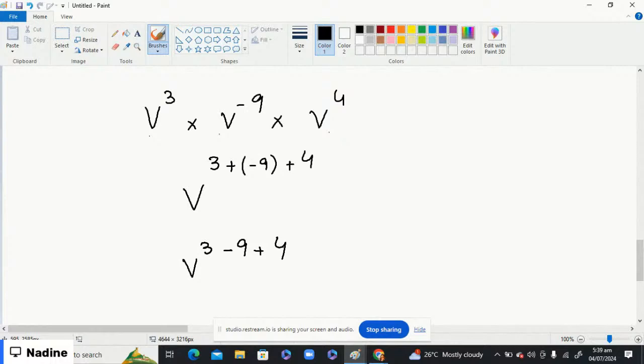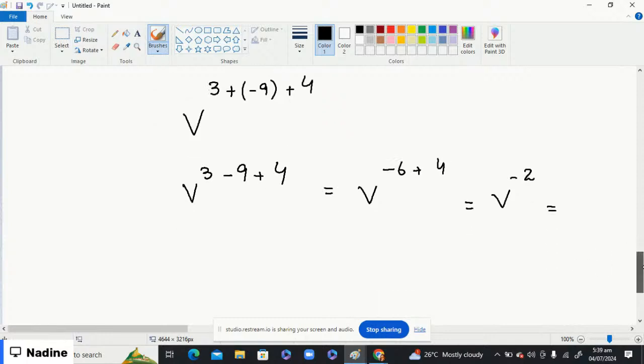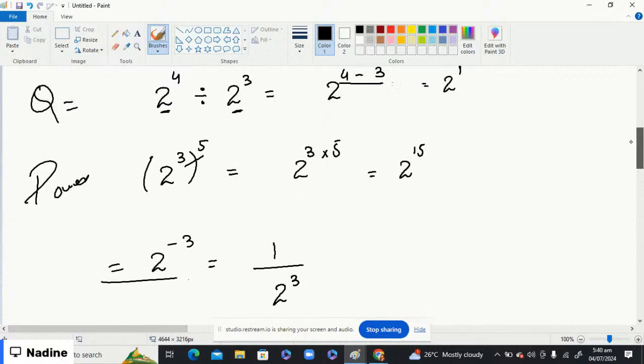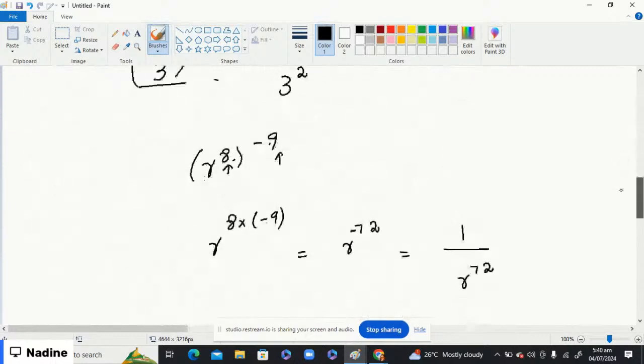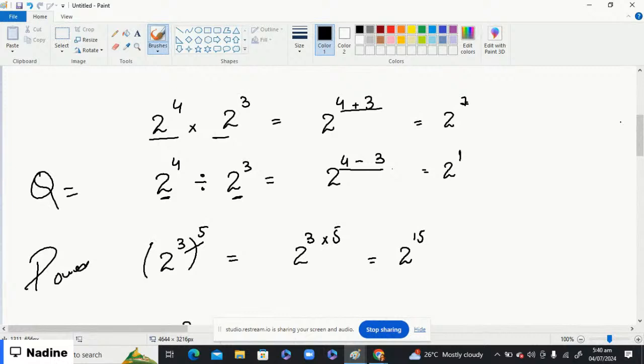Now when we solve this, how can we get the answer? We get v power 3 minus 9, which is minus 6, plus 4, then v power minus 2. And when it's in negative form, you use the negative exponent rule. This becomes 1 over v square. Got it? These are all the exponent rules used here: product, quotient, power rule, negative rule and all that. You need to memorize these rules, then you are able to understand the questions.